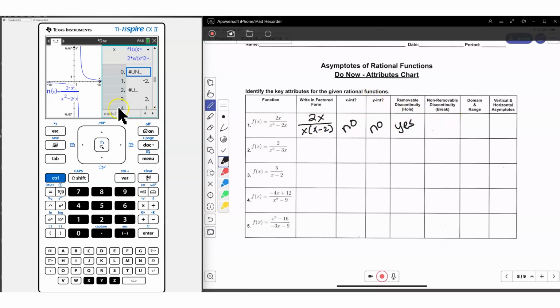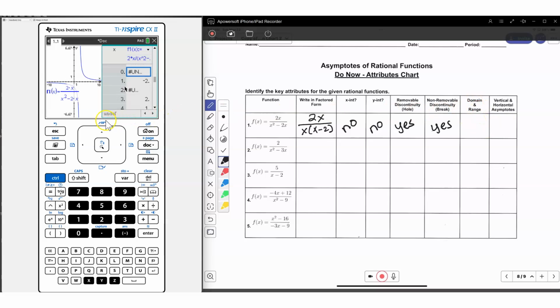Is there a break? If you look at the graph, it goes from here, and then it jumps over here, so there is a break. This is where a lot of students have a hard time, these last two.